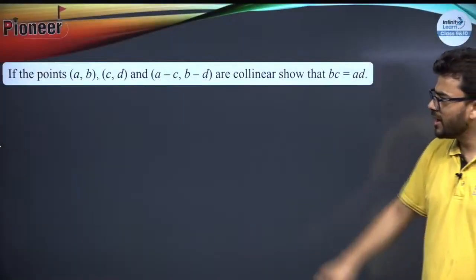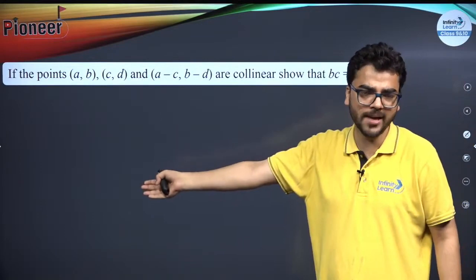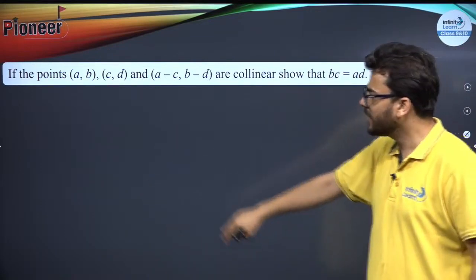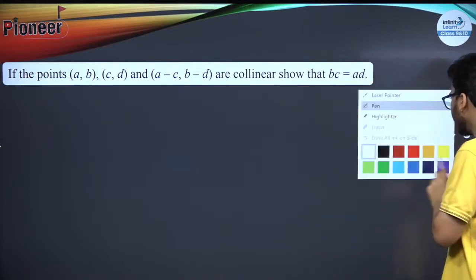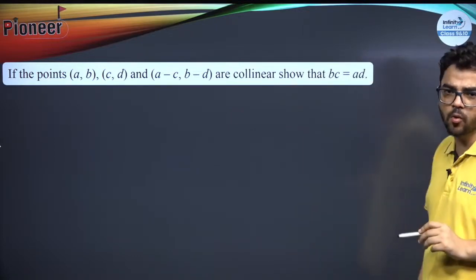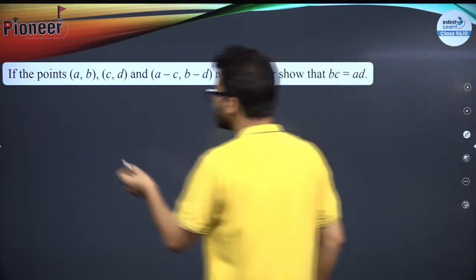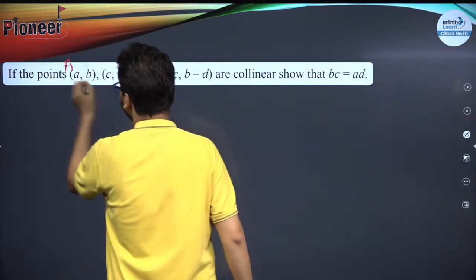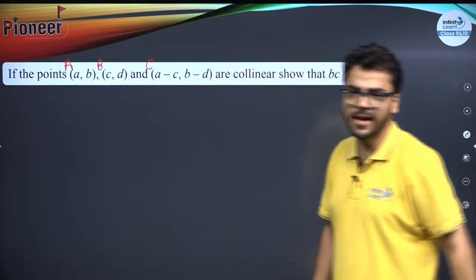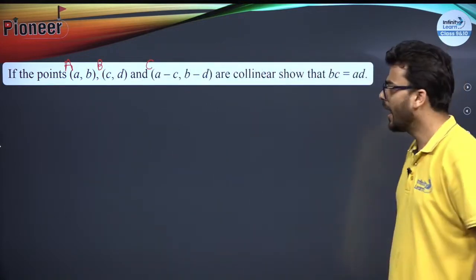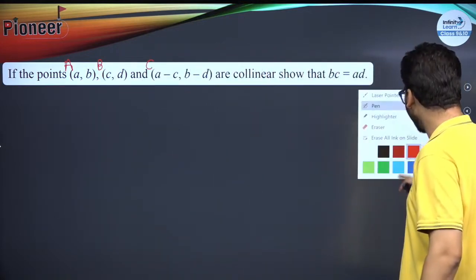Okay. Now let's prove this question. This is a proof based question actually. It is given that these points are collinear. We have to show that BC is equal to AD. Suppose the points over here are A, B and C. The coordinates of the points are A, B and C over here, correct? And we have to show that BC is equal to AD.